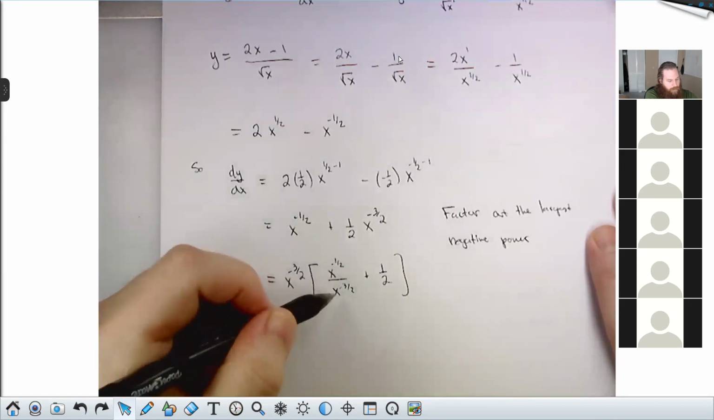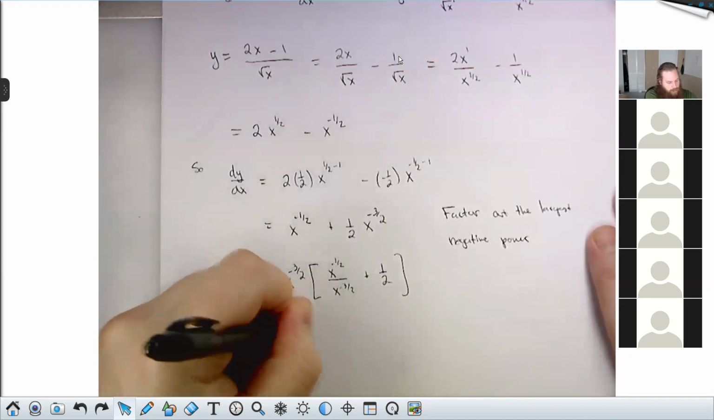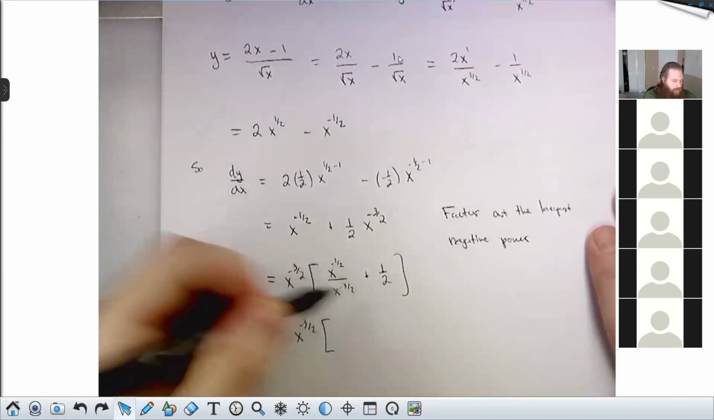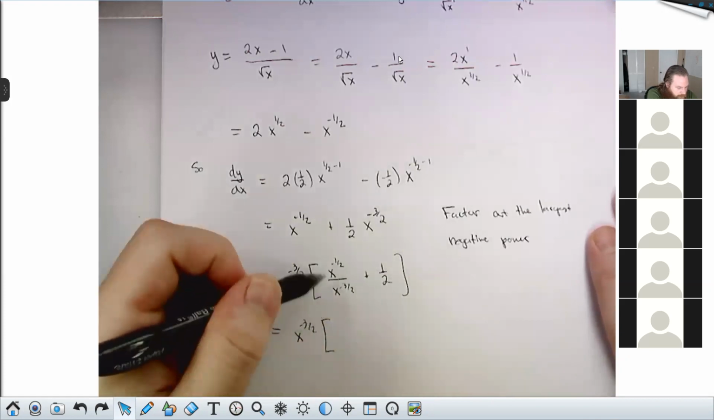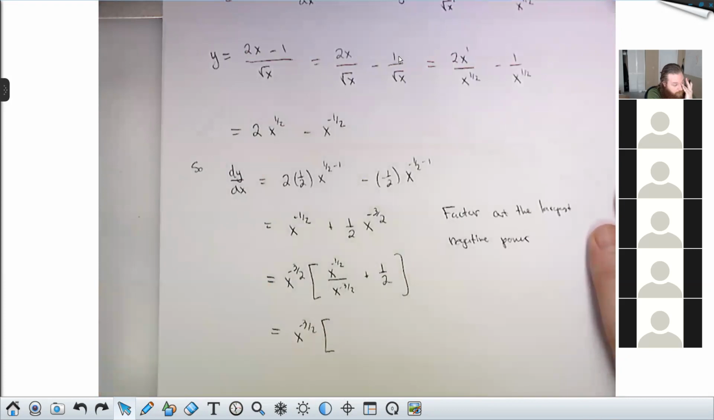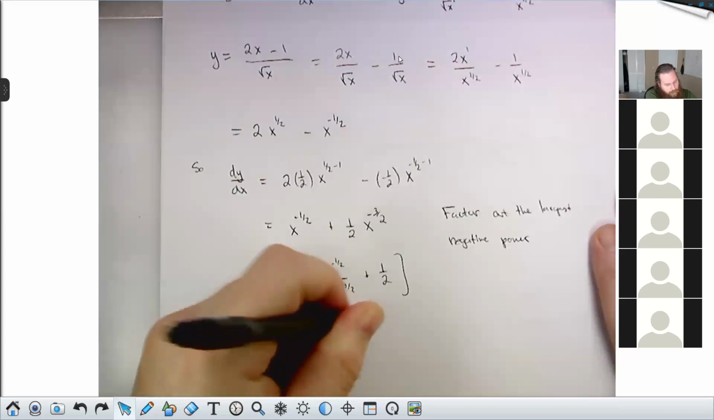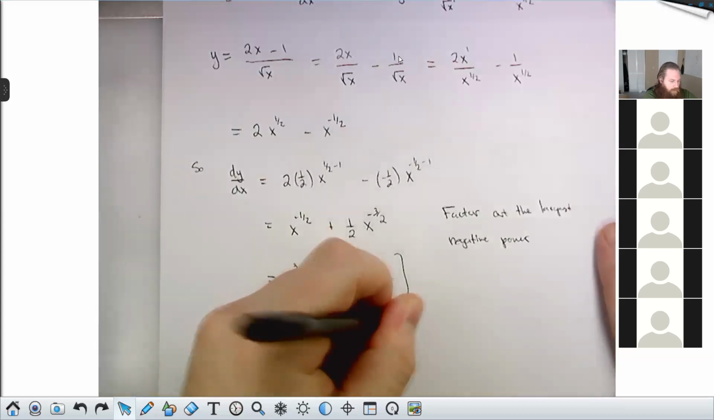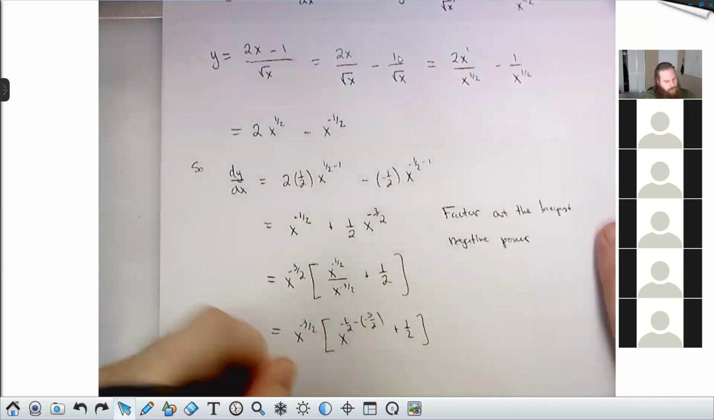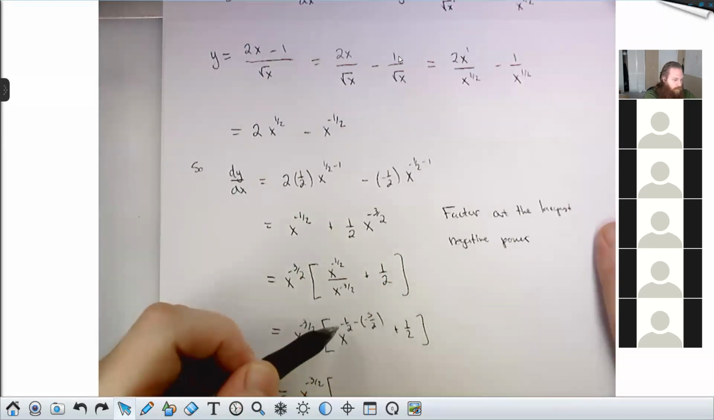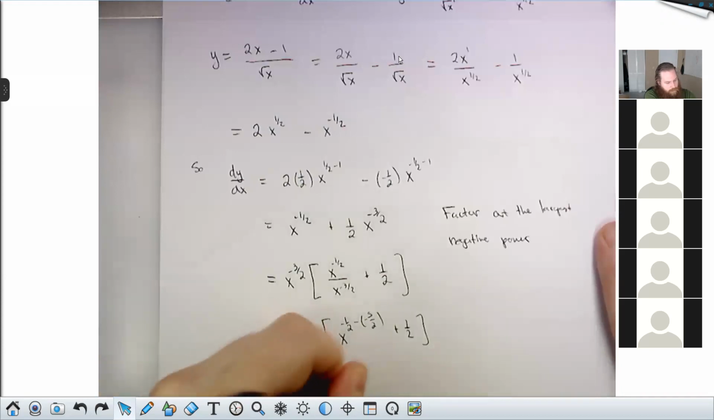x to the negative 1/2 divided by x to the negative 3/2 is x to the negative 1/2 minus negative 3/2, which is x to the positive what? Negative 1/2 plus 3/2. Yeah, it's x to the 1. I'll write it here so you can see exactly what I'm doing. Now, negative 1/2 plus 3/2 is positive 2/2. That's x to the 1.